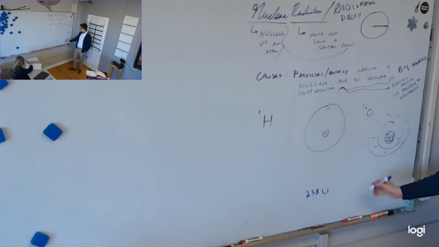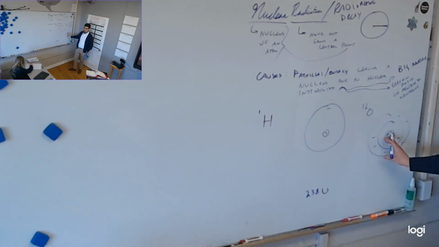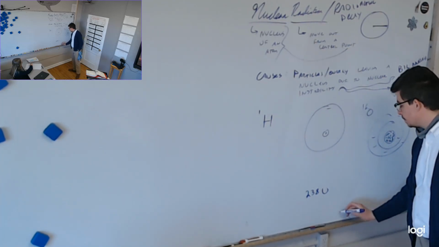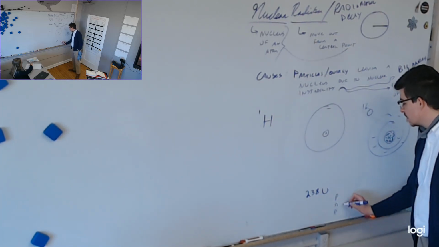It's going to be complicated to draw because there are so many. So it's big, but also, let's just write the number: protons, neutrons, electrons. How many protons?